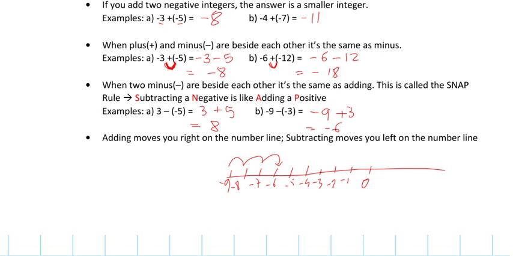So this is where the trick is, right? Adding moves you to the right on the number line, and subtracting moves you to the left on the number line. Okay? I did provide you with a number line behind, just in case you need to use it, but you will get used to it as you do more of this type of math. Okay? These are called operations with integers. Yes, thank you.